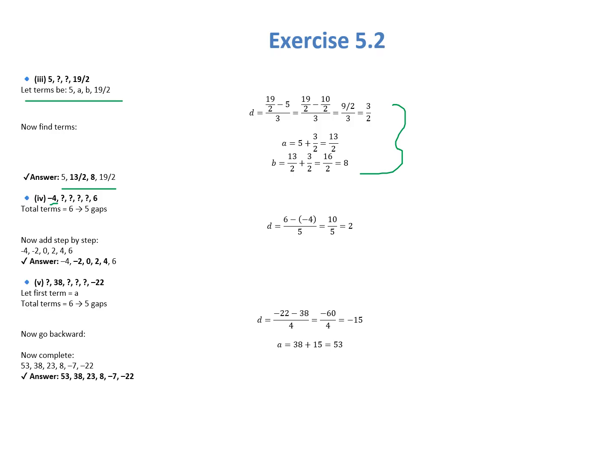So the number of gaps is one less than the number of terms. If we have a total of 10 terms, the gaps would be 9 because we have a as the first term. So in this question, we have minus 4 as the first term, we have 6 terms, and then there are 5 gaps.